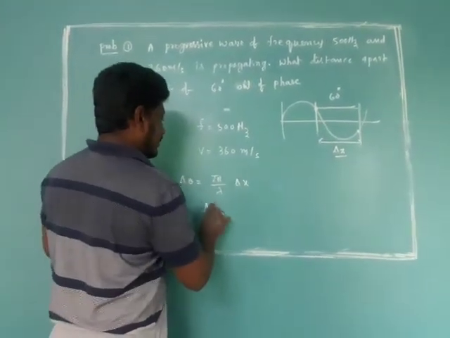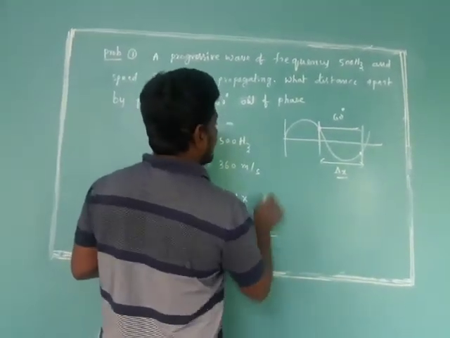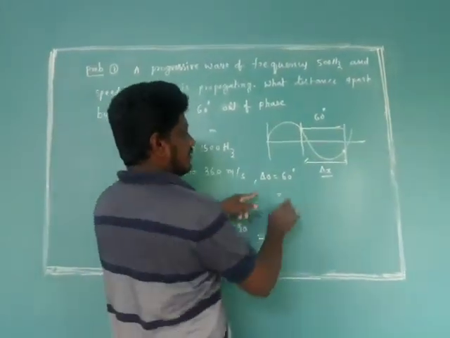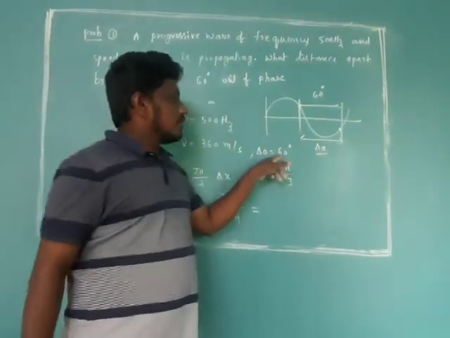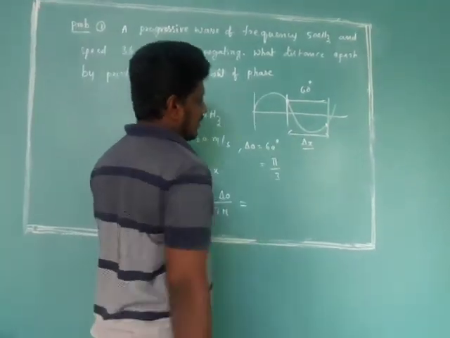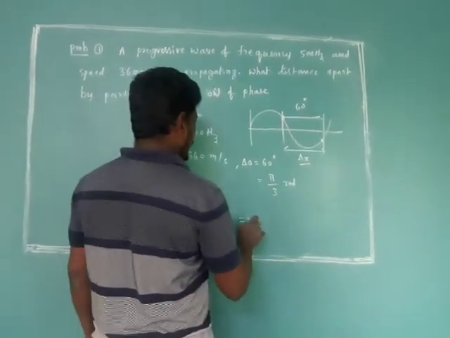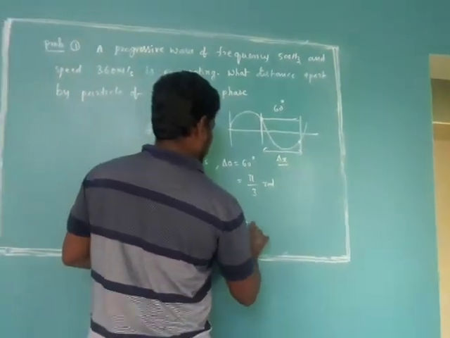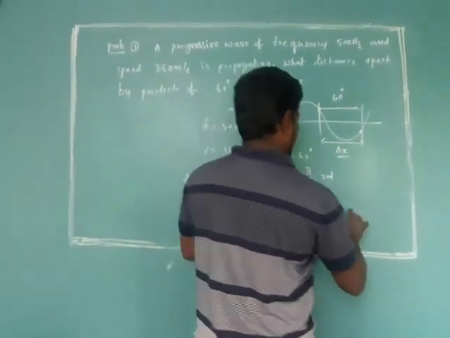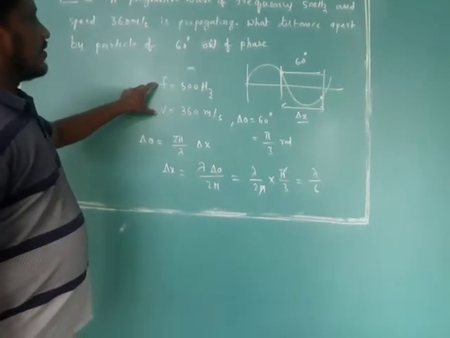Okay. Now we want path difference. Delta x is equal to lambda delta theta divided by 2 pi. Delta theta is how much? 60 degree. 60 degrees in radian, pi by 3. To convert degrees to radian, multiply with pi divided by 180. Then you will get pi by 3 radian. Then lambda by 2 pi into pi by 3. Pi gets cancelled. Lambda by 6. So from these two values we will get lambda.